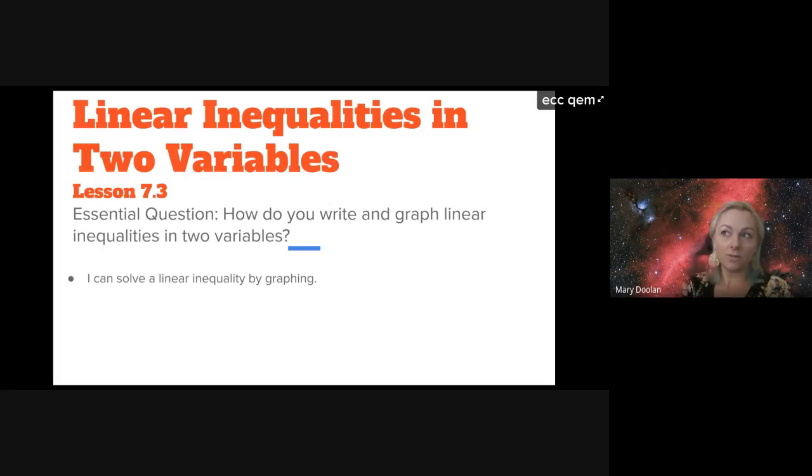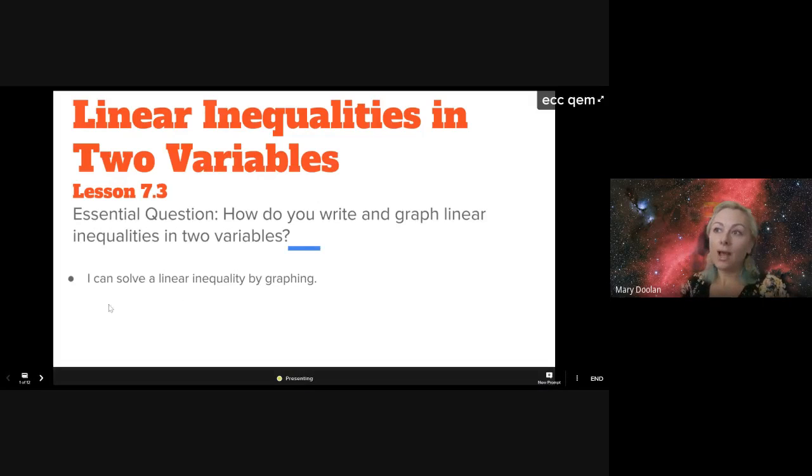Two variables. And your I can statement for today, we just have one. I can solve a linear inequality by graphing. All right, so we have solved linear inequalities algebraically before. It's the same way as solving an equation, except for when you multiply or divide by a negative. Remember, you have to flip the sign.